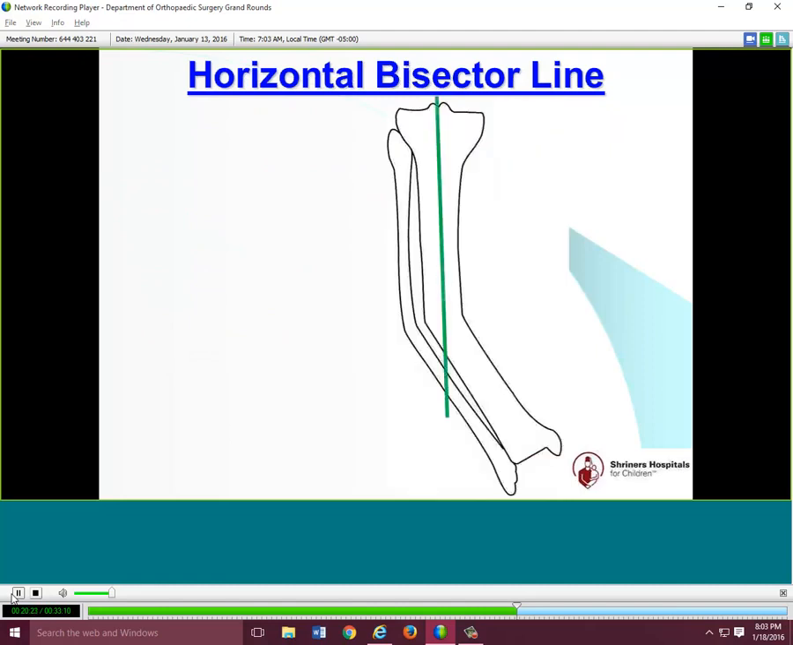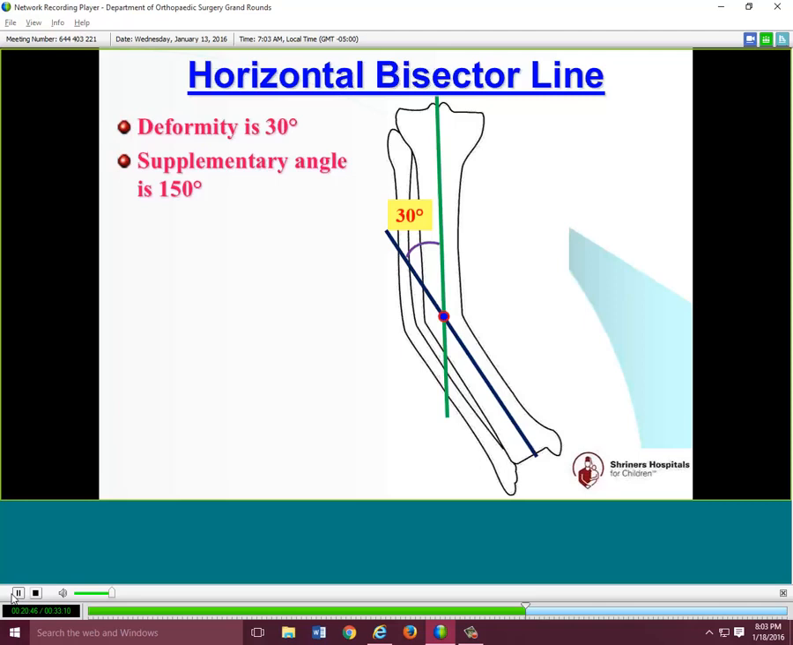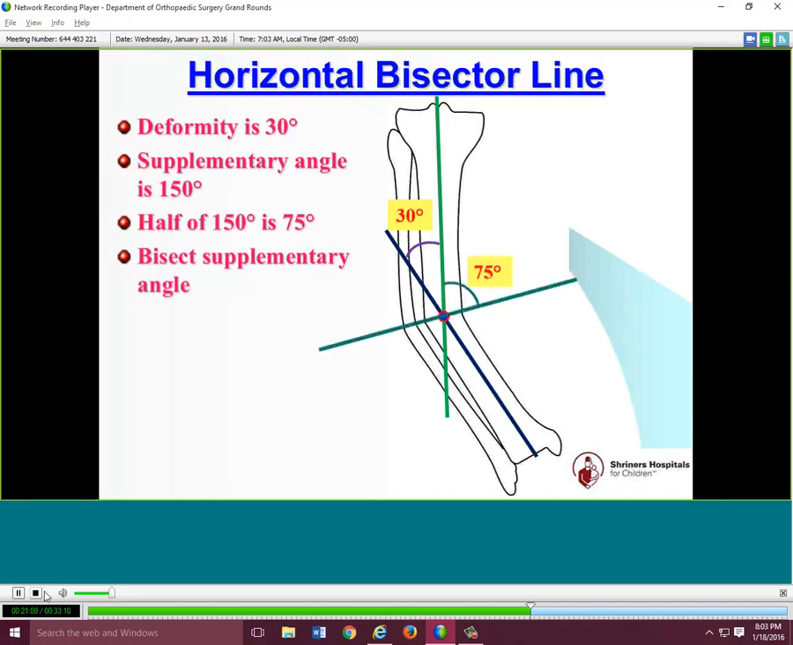So the horizontal bisector line, we're going to do our usual axes, and in this case just kind of shortcut through it. So we have a proximal mechanical axis and a distal mechanical axis. Where they cross, that's where our CORA is, and we measure our deformity. In this case, our deformity is 30 degrees. Right, so a little bit of math here. We have a 30-degree deformity. The supplementary angle is 150 degrees. We're going to take half of that, and we're going to call that the bisector angle. And we're going to draw that angle right through there. So now we've created a bisector of the supplement of our deformity.